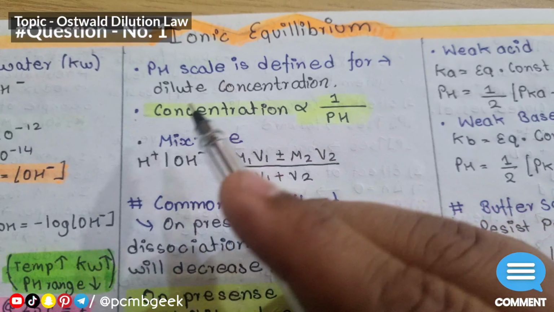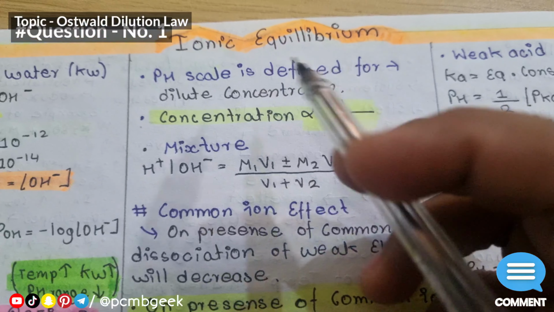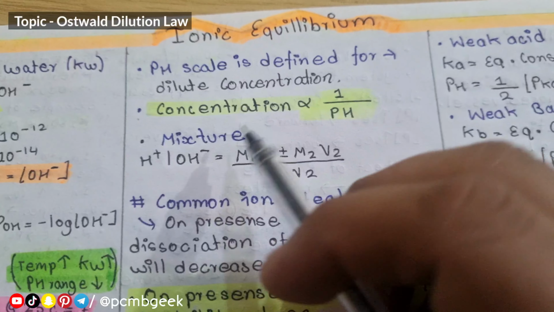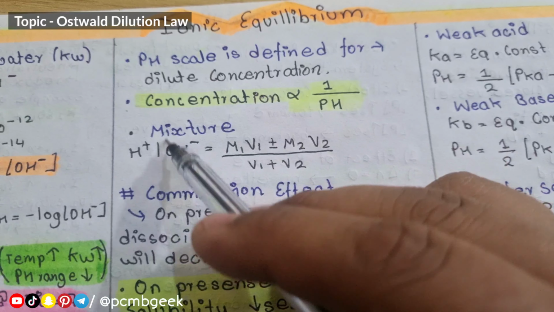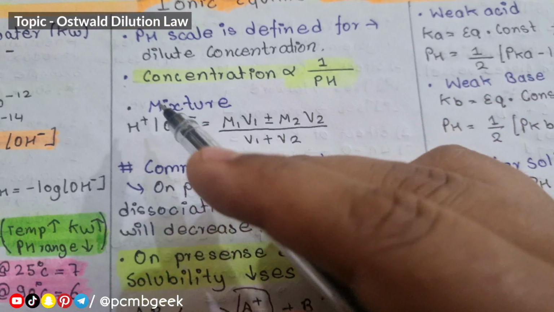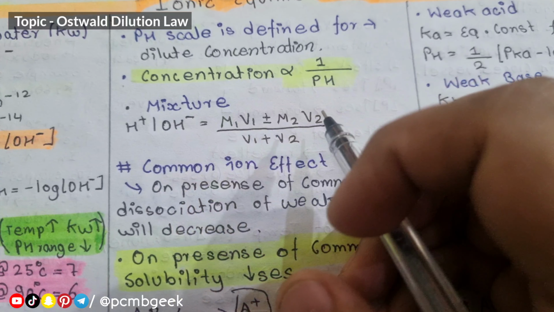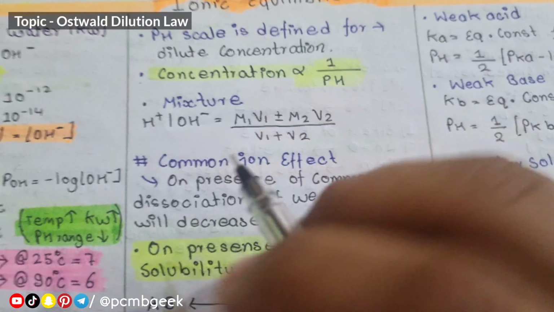Now here is a question for you. Does a pH of -1 exist? Comment down with the reason. Now concentration is inversely related to pH. That is, whenever the concentration increases, pH decreases. For a mixture, you can calculate it by applying volumetric analysis.